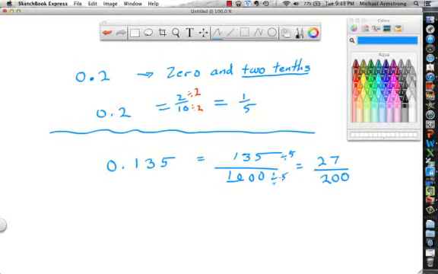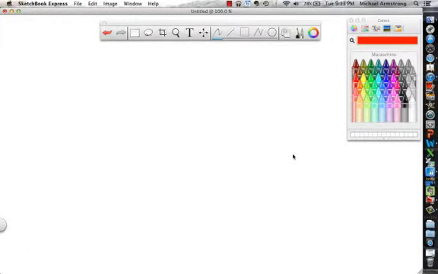Well, 27 is divisible by 3, or you could divide it by 9, or you could divide it by 27. So 200 divided by 3 doesn't work. 200 divided by 9 doesn't work. And I'm pretty sure 200 divided by 27 doesn't work either. And if that's true, then this would be your simplest form. Sometimes it's hard to tell if you have the simplest form or not. This time you do. Okay, let's do another one.